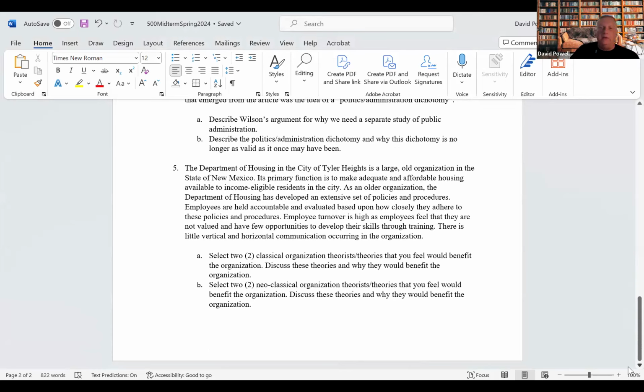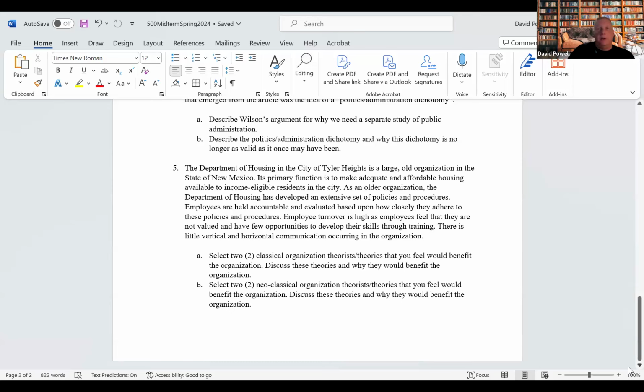The Department of Housing in the city of Tyler Heights is a large old organization in the state of New Mexico. Its primary function is to make adequate and affordable housing available to income-eligible residents in the city. As an older organization, the Department of Housing has developed an extensive set of policies and procedures. As we'll talk about next week, sometimes as organizations age, they develop a lot of rules and regulations. Those rules and regulations are intended to make sure that we're treating everyone as equally as possible.